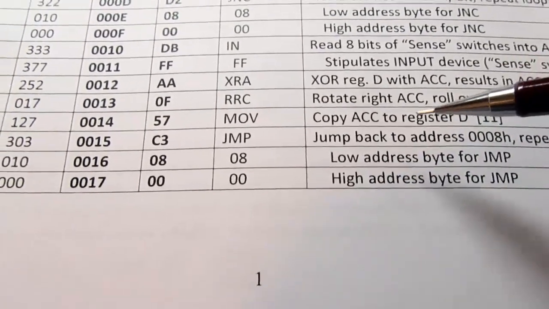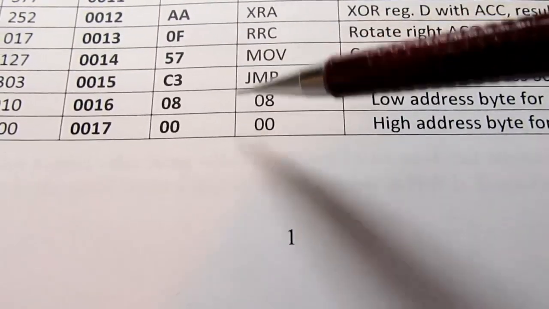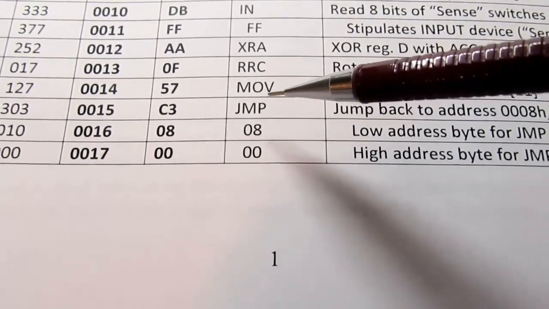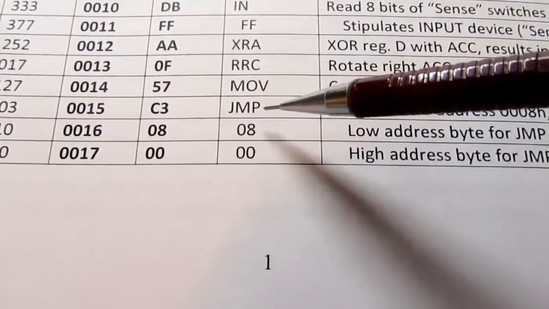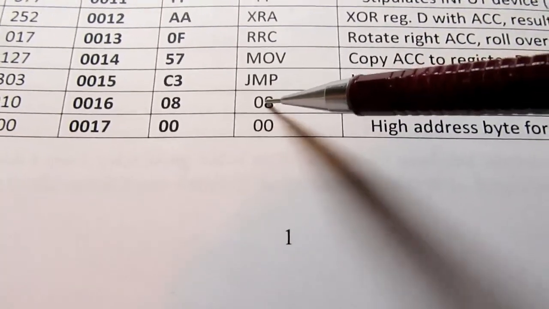So now that we've done all that, we're ready to start all over again. So it's followed by an unconditional jump. That means it doesn't care whether there's been a carry or not or some other event. It's just always going to jump. And we have to stipulate the full address. Once again, low bit, high bit.